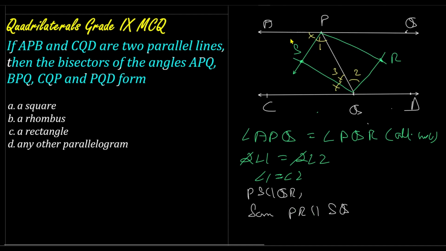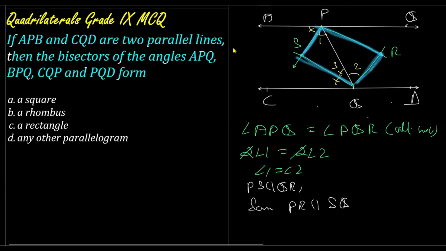So check what you have done. We have proved this being parallel to this, and this you have proved parallel to this. So therefore it becomes a parallelogram. Now I can say that if one pair of opposite sides are equal and parallel, it's a parallelogram. No, not one pair. Two pairs of opposite sides we proved parallel. So now we can say PQRS is a parallelogram.